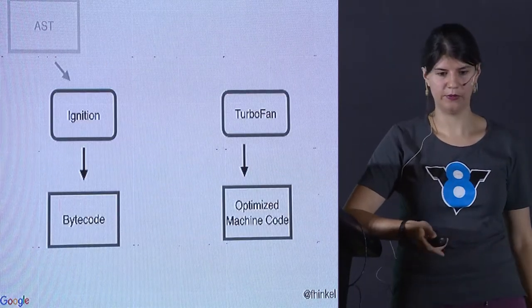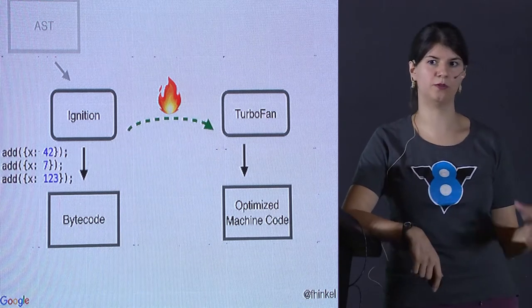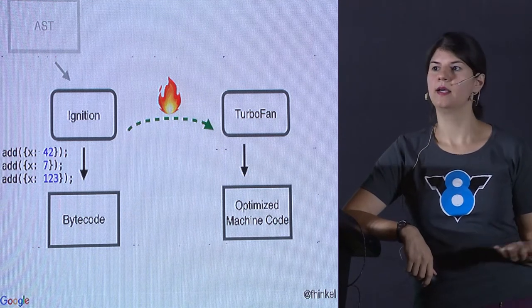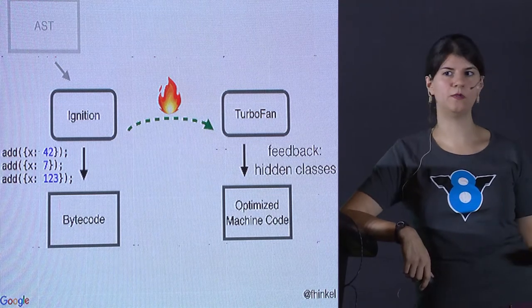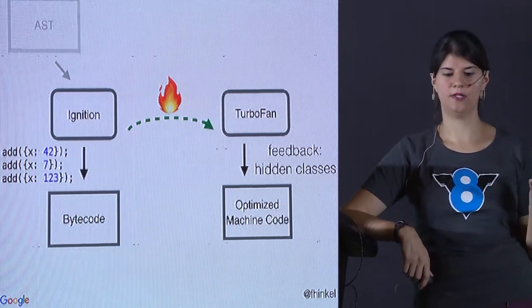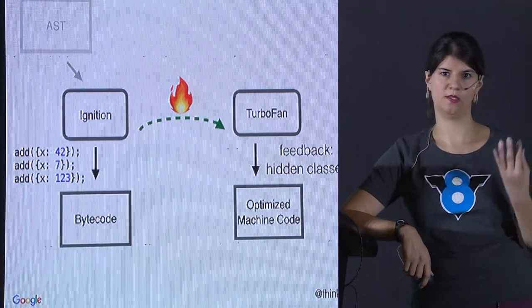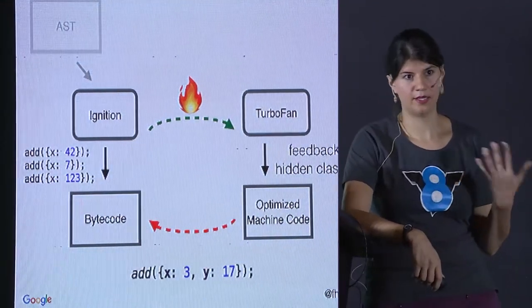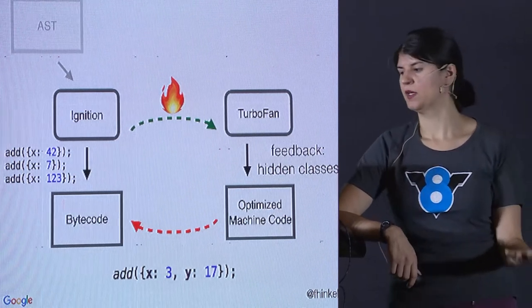All right, so in our graph, when we call the add function, just as before for the property lookup, first Ignition is handling that, the baseline compiler. If at some point the function is hot, then we pass it on to TurboFan. TurboFan optimizes it, and it uses the feedback about the hidden classes, so that this lookup object.x can be made really fast now.